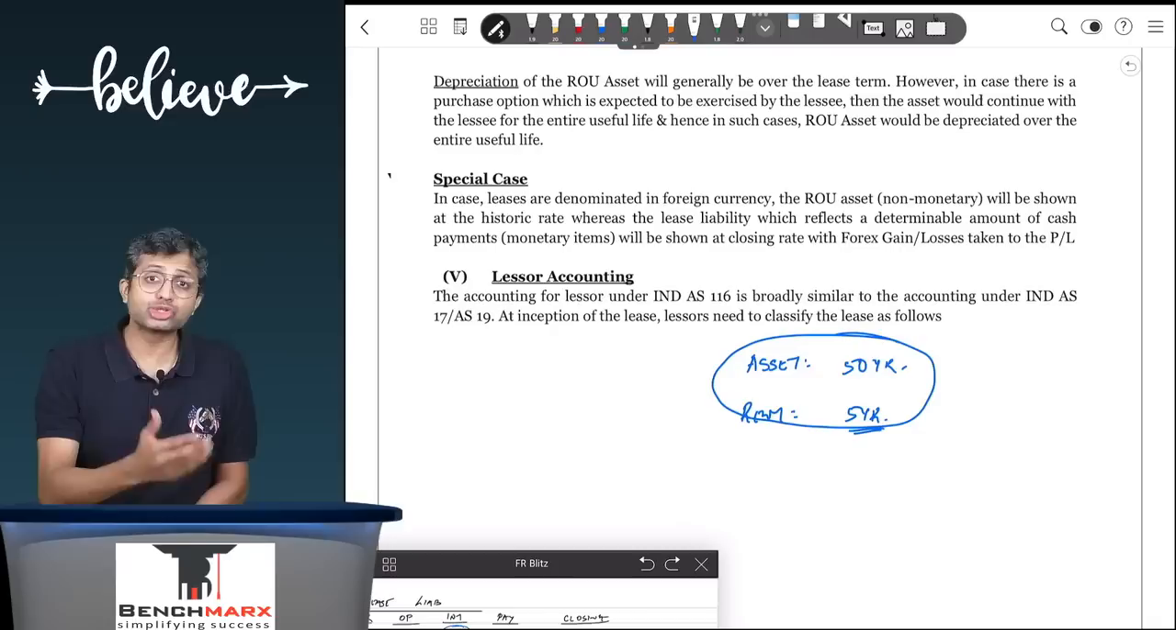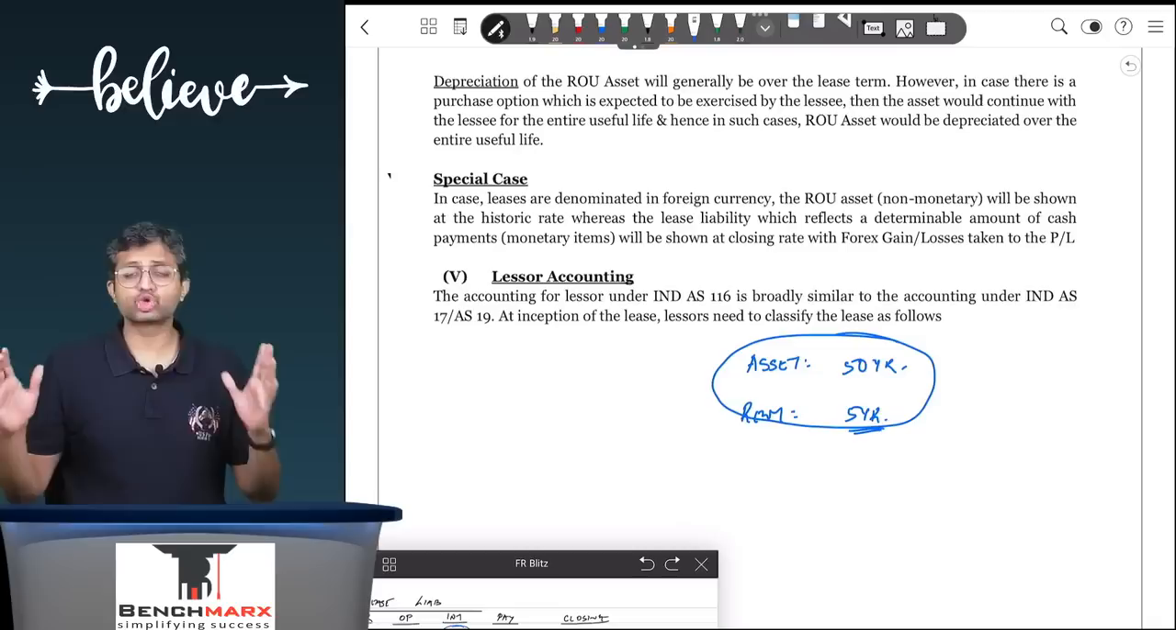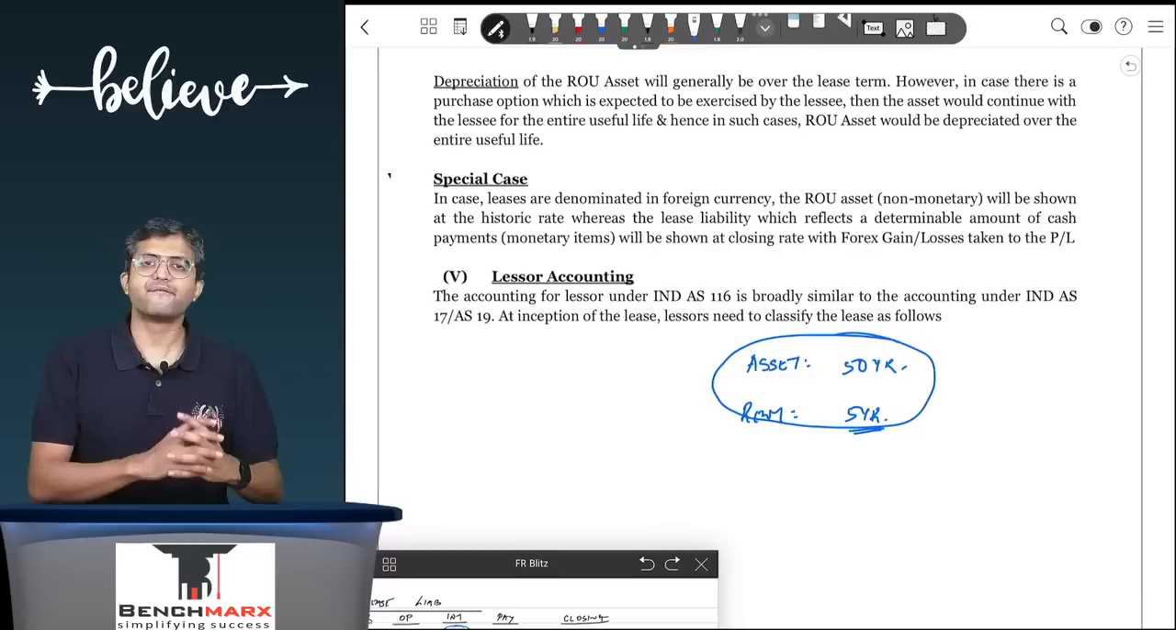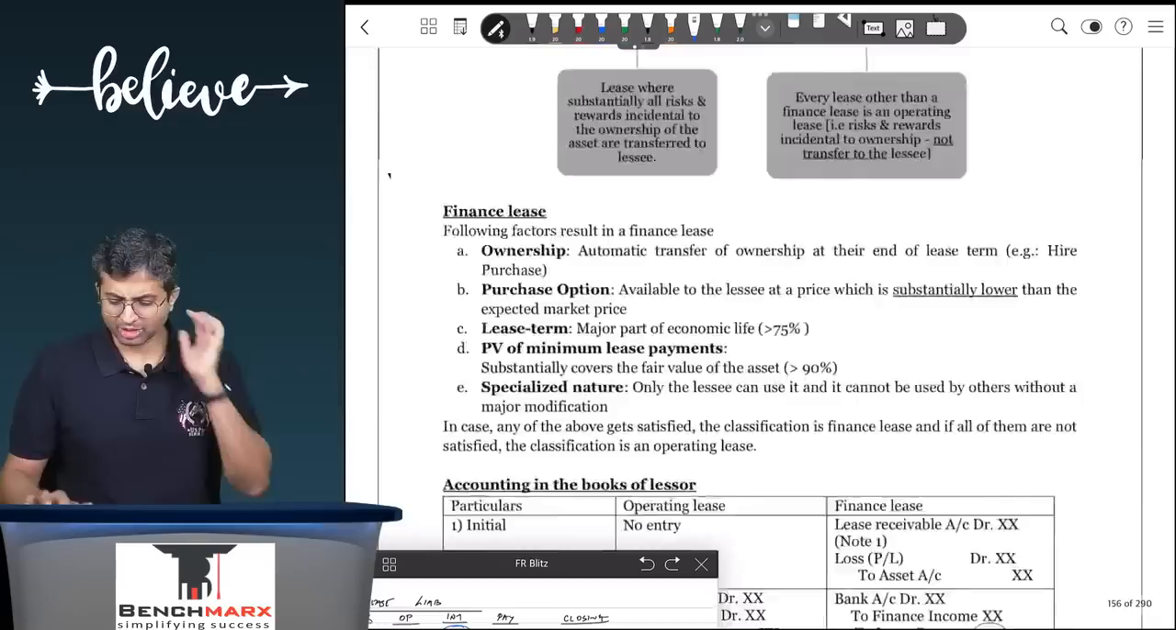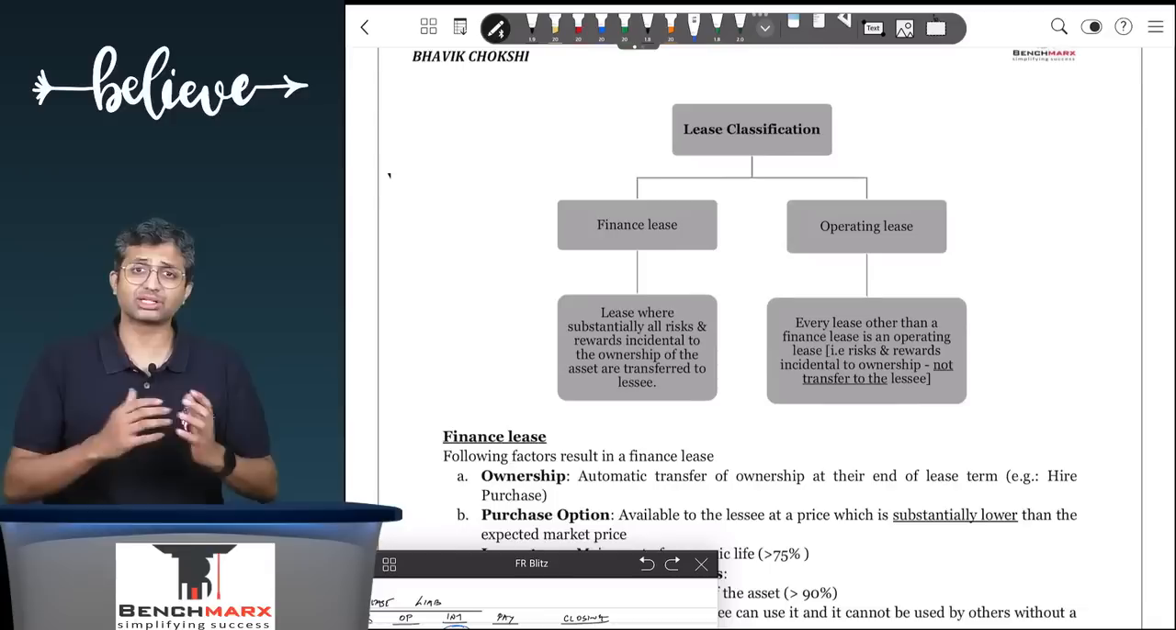And as a result, the standard comes back to the AS 19 or Ind AS 17 guidance, and it says that the lessor's accounting will be based on finance and operating lease. So here you'll have to remember both. You'll have to remember Ind AS 116 special guidance as well as the guidance for finance and operating lease. So when is a lease considered to be a finance lease? A lease is considered to be a finance lease when substantially all the risks and rewards incidental to the ownership of the asset are transferred to the lessee.